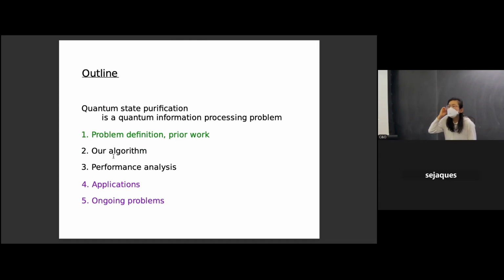So the common state purification problem is an information processing problem. Which means I should define what the problem is and list the prior work, what are the solutions before our work, and show the algorithm that we have to solve it. And we should analyze the performance. Of course, I should also explain to you why we care about this problem. So I should mention some applications for the quantum state purification problem. And then what we're doing since the submission of the revision of the archive paper in July.